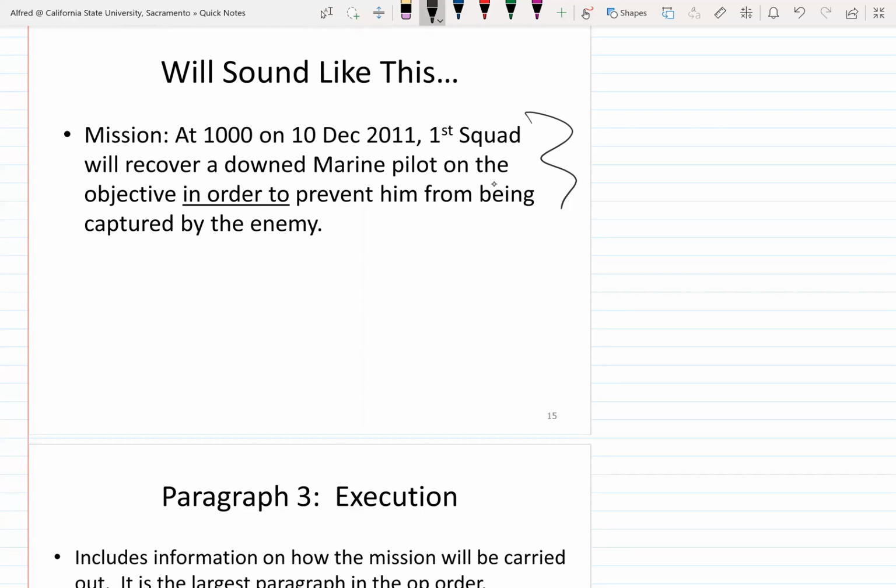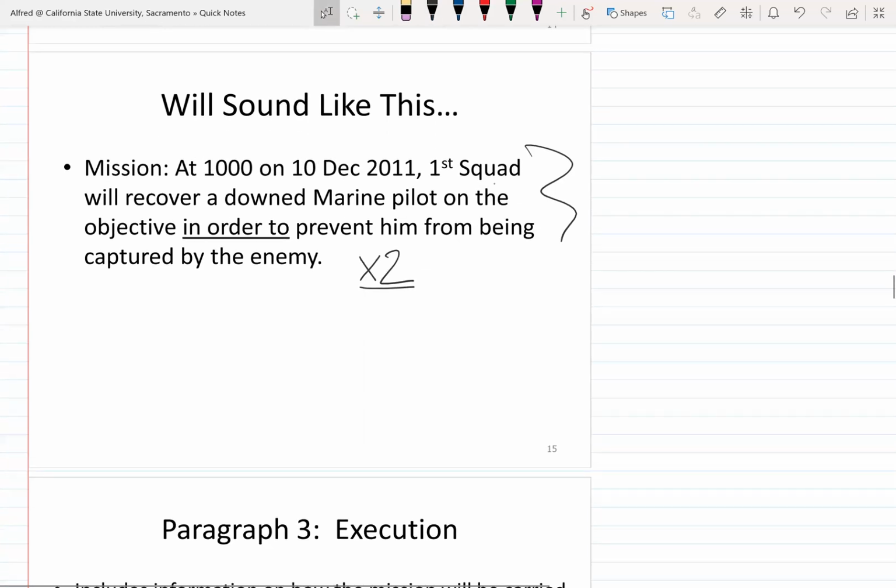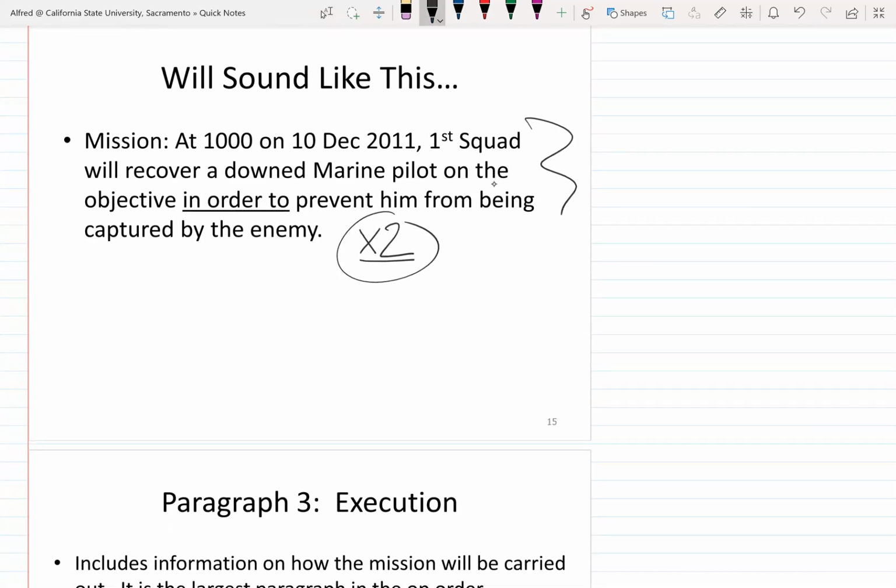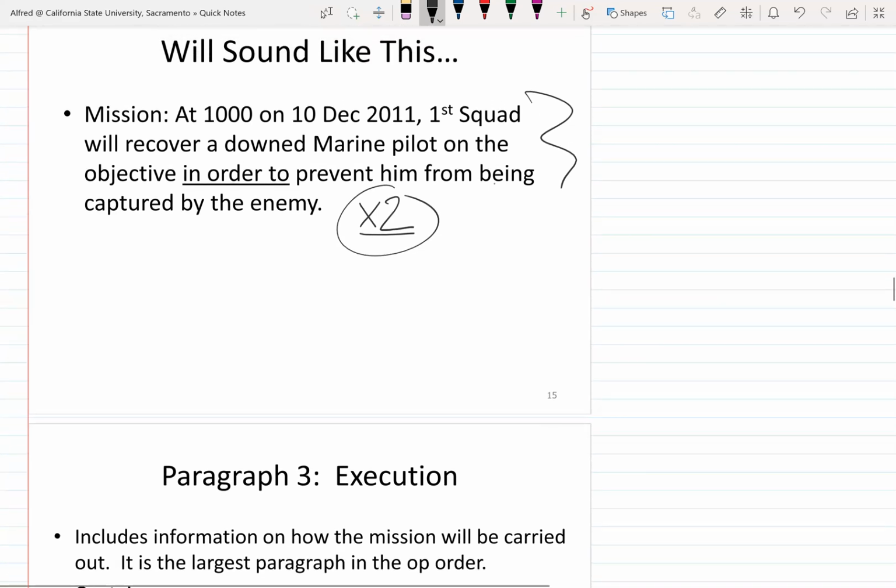I repeat, at 10 a.m. on December 10th, 2011, First Squad will recover the downed Marine pilot on the objective in order to prevent him from being captured by the enemy. And you always repeat the mission twice, because you want to make sure that they have time to record it, and it's the most important part of the whole order. So if you don't repeat it twice at OCS, they're gonna mark you down. And that's super easy to do.